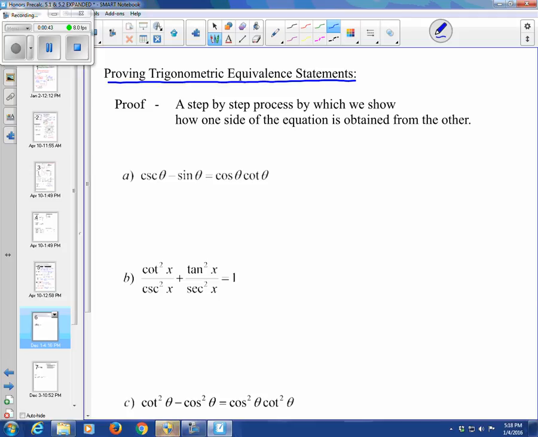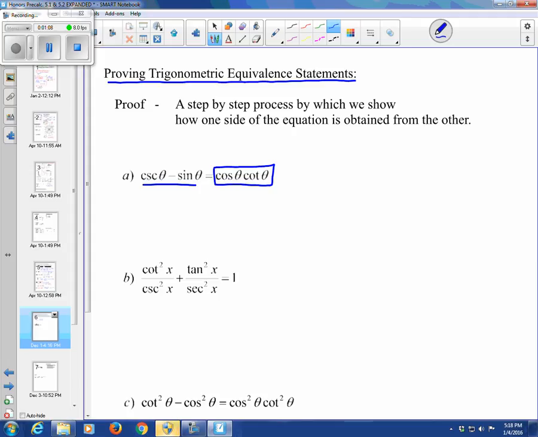So we're going to choose one side of the equation to work from, and we're going to let the other side of the equation be our target expression, or the expression we're trying to get to. So right here, if I'm looking at A, generally I want to start with a more complicated side of the equation. So I would start with my first side of the equation here, and that means that cosine theta times cotan theta is the target expression, the expression I'm trying to get to.